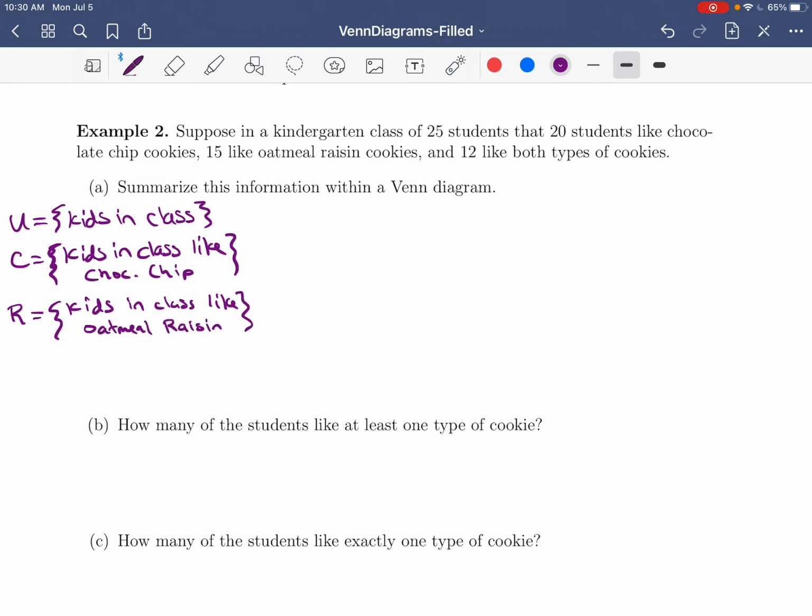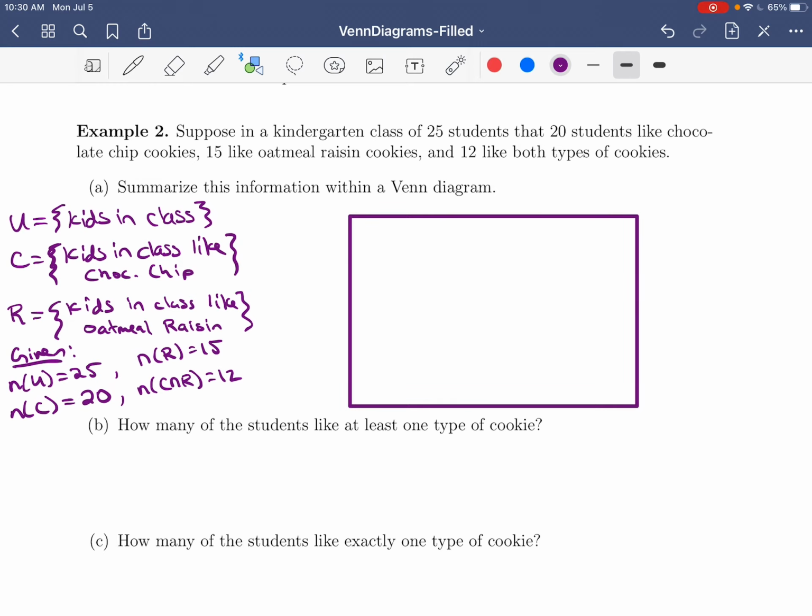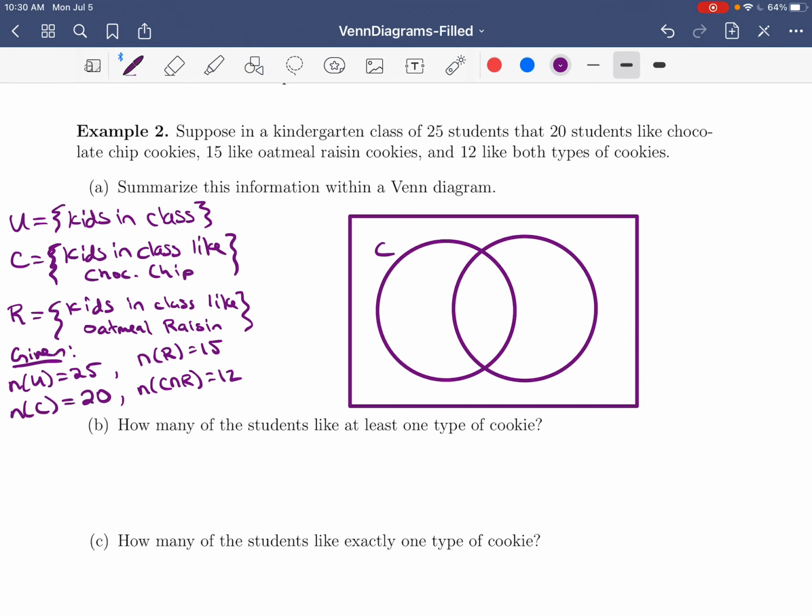So what I'm given is that the number in the universe is 25. The number in the C set is 20. The number in the R set is 15, and the number in C intersect R, so the ones that like both, is 12. I can use this to make a Venn diagram. My Venn diagram is going to have 2 circles because I have 2 sets. So I have the C circle and the R circle, and I have the 4 regions.